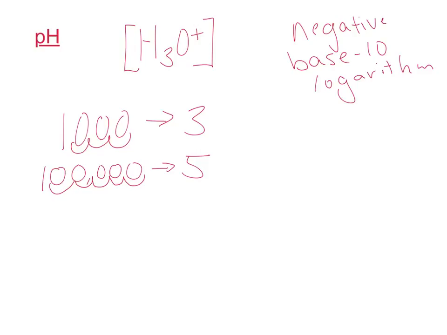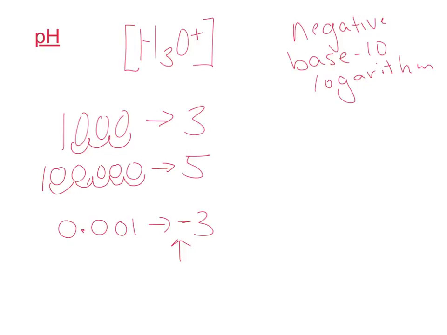Now let's go the other way. What if we have a base 10 logarithm of something that's less than 1, okay? Let's do something like 0.001. What is the base 10 logarithm of that? Well, it turns out the base 10 logarithm is actually minus 3. So this minus here with the negative 3, this minus is the reason we do a negative base 10 logarithm when we're talking about the concentration of H3O+, okay?